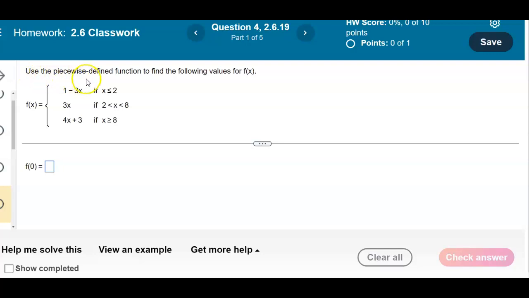Use the piecewise defined function to find the following values for f of x. Here's the piecewise function. We have f of x, which is equal to 1 minus 3x if x is less than or equal to 2. f of x equals 3x if x is in between 2 and 8, but we're not including the values of 2 and 8. And then f of x is equal to 4x plus 3 if x is greater than or equal to 8. So we want to find these values, f of 0.